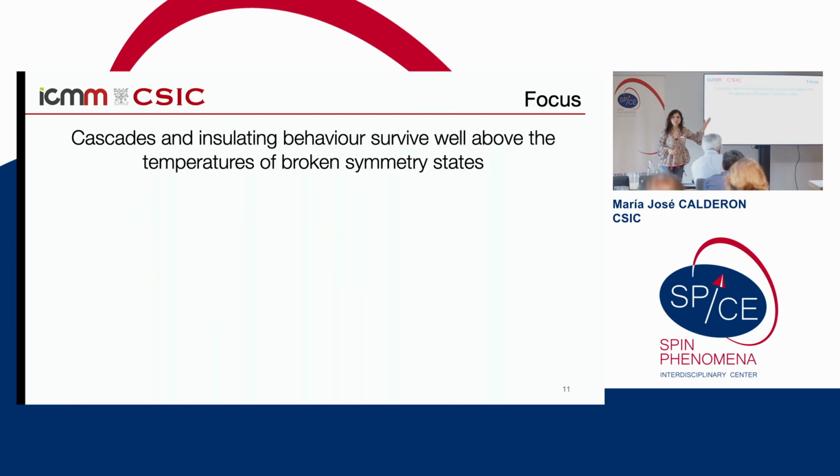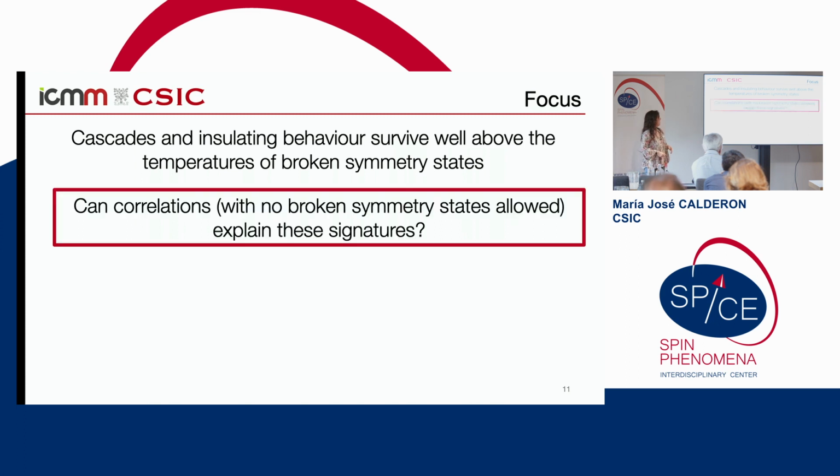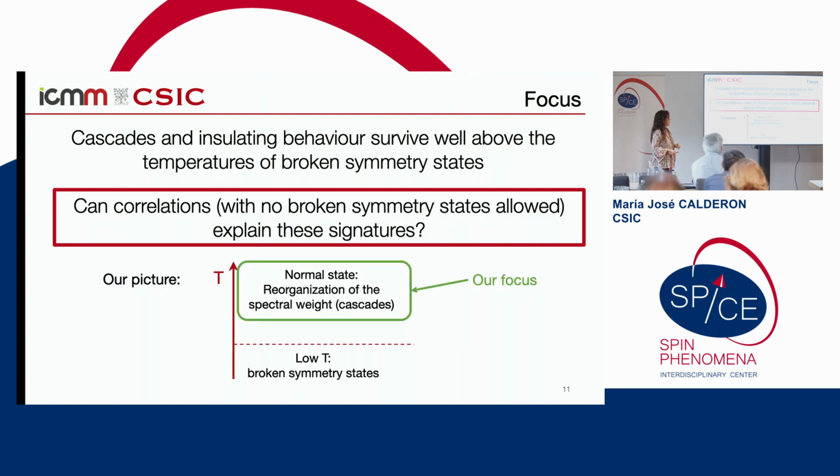Okay, so this observation that we have the cascades and insulating behavior well above the temperature at which we expect to have broken symmetry states made us ask a question. What kind of correlations, with no symmetry breaking states allowed, could explain these signatures? That was what we wanted to explain. So the answer to this is yes. You will see how.